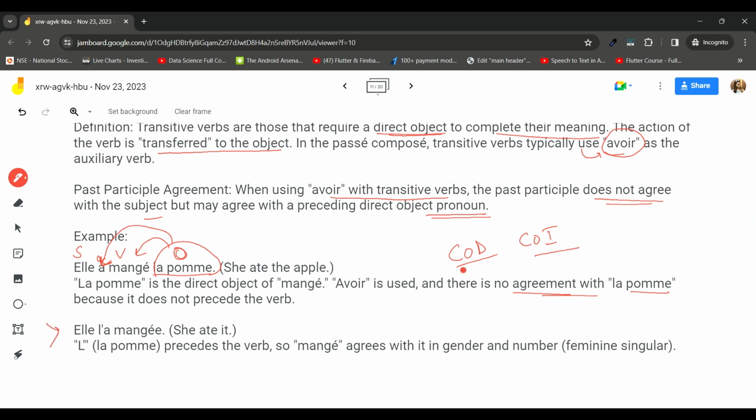Now, this is an example of COD, complément d'objet direct. So, for example, elle l'a mangé. She ate it. La is la pomme only. Now, this object, which was after the verb, came before the verb. In English, it is always after the verb, no matter what. But in French, it goes before the verb. And when this happens, even if it's with avoir, this is going to accord with what the subject is.